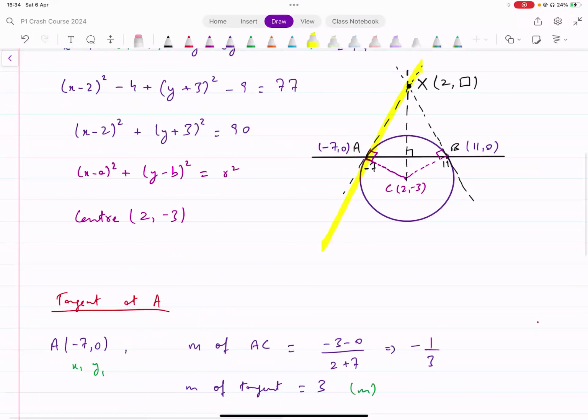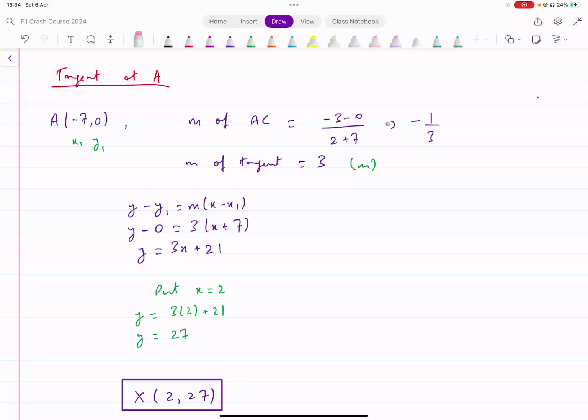The other idea could be that you found the other tangent as well. Then you solved the two equations of the two tangents simultaneously, and that would give you the point x as well. That could be another idea, slightly longer, but that could also work. Any problem with this? Any questions? No? No, sir.